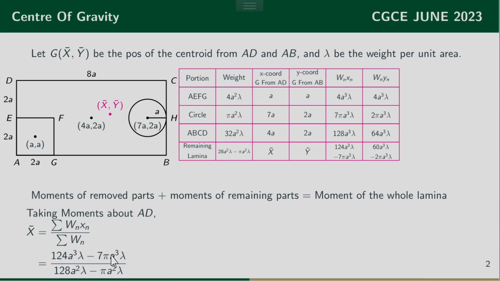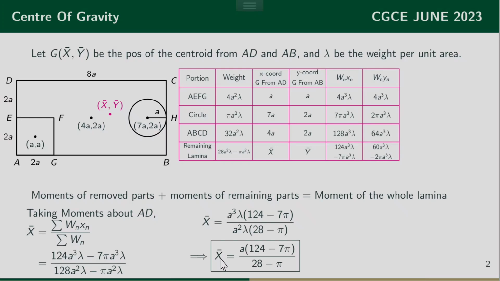Now, a cubed lambda is common to the terms of the numerator, and a squared lambda is common to the terms on the denominator. And I can factor out those, and then lambda cancels out with lambda, a squared cancels out a squared, I'm left with a.